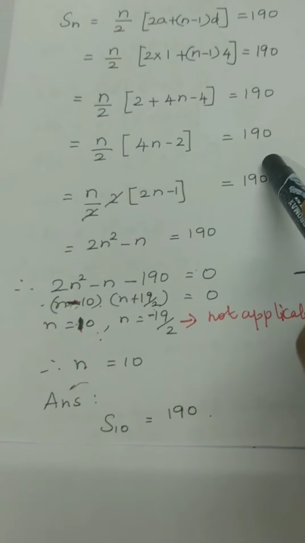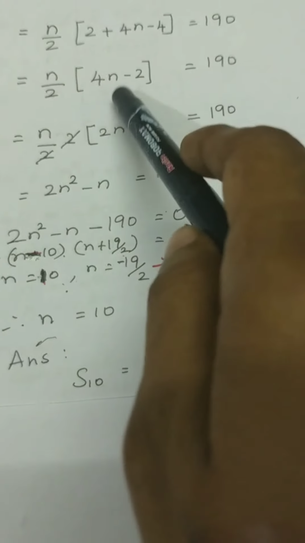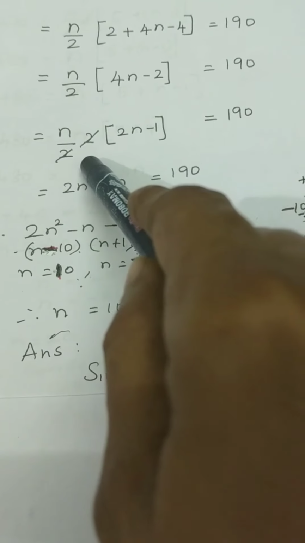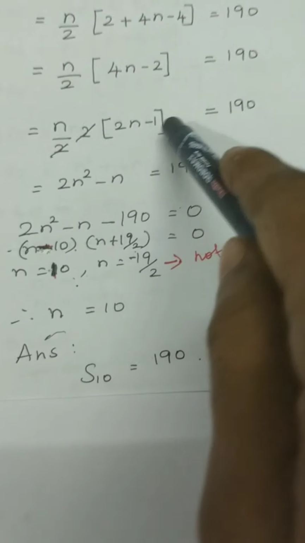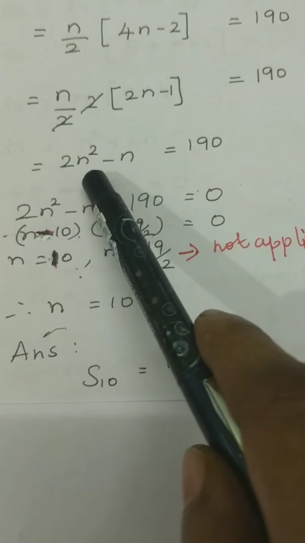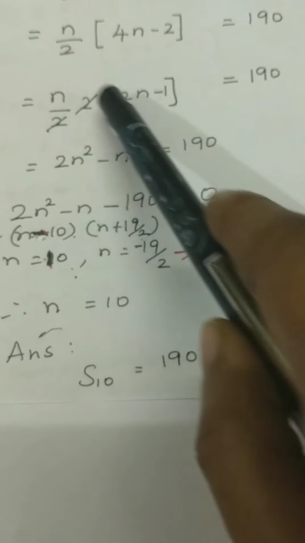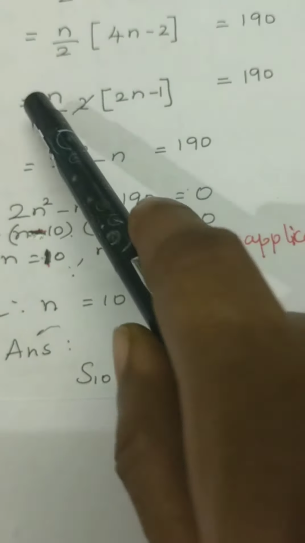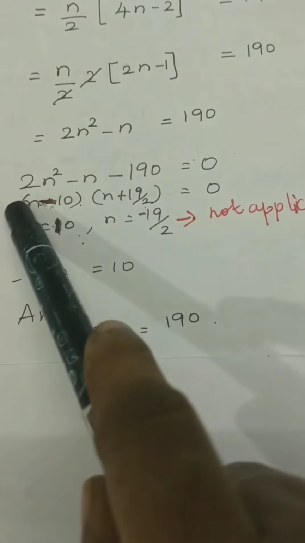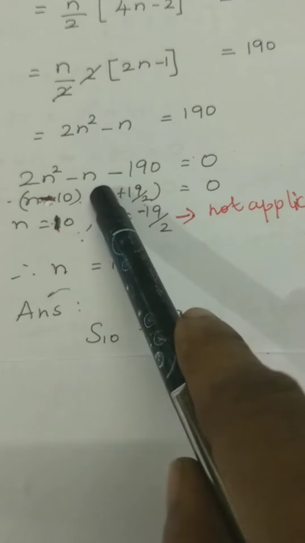Then n by 2 into (4n minus 2) is equal to 190. We can take 2 common, because here also 1, 2 and here also 1, 2. So taking 2 common, it will come as (2n minus 1). The 2 gets cancelled. Then we multiply the n inside the bracket, so 2n square minus n is equal to 190. So 2n square minus n minus 190 is equal to 0.